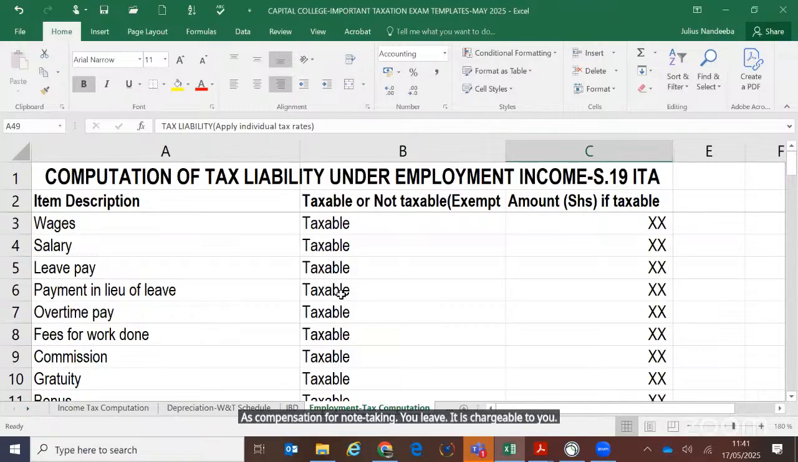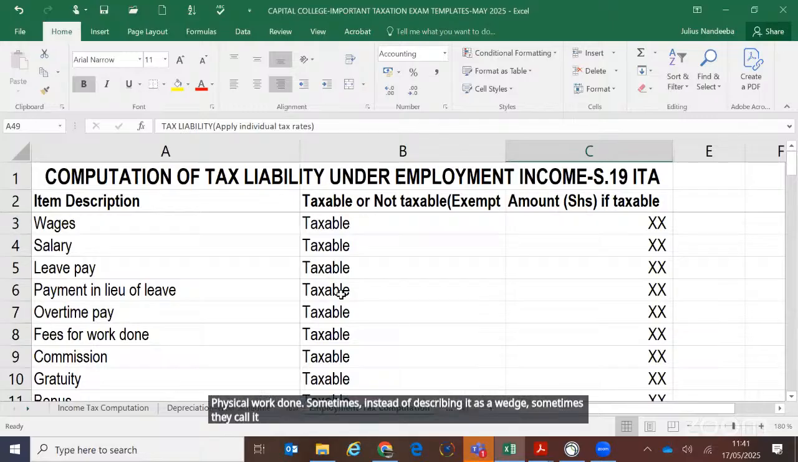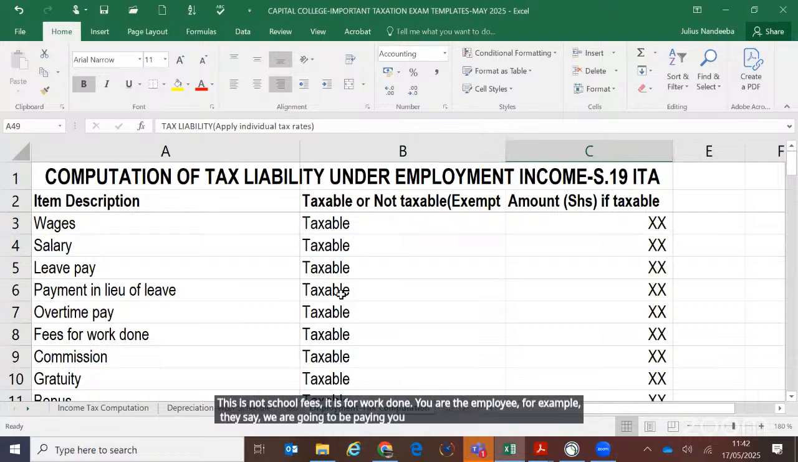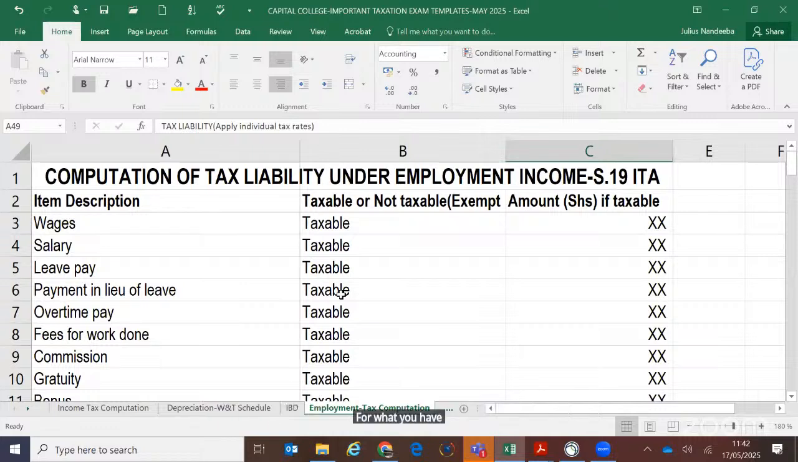Overtime, someone was asking, is overtime pay taxable? Yes, it is taxable. Fees for work done. Sometimes, instead of describing it as a wage, they call it fees, commissions, etc. This is not school fees. It is for work done. You are an employee, for example, they say, we are going to be paying you some fee for what you have done. So do not confuse it with school fees.